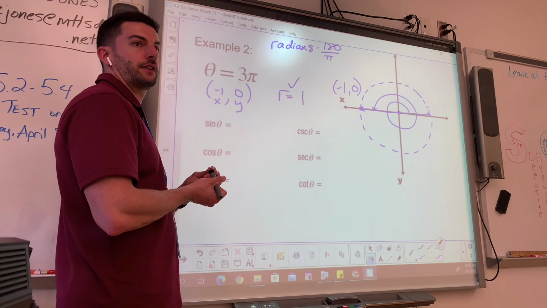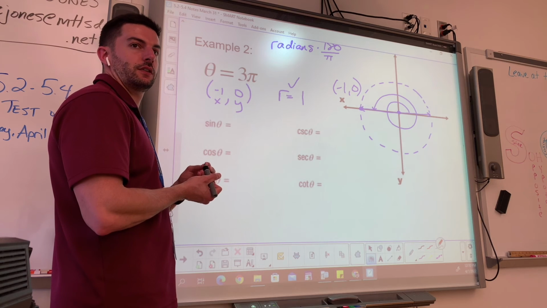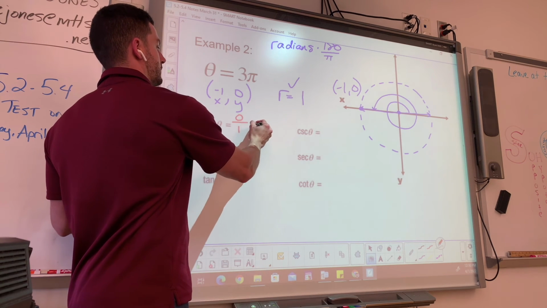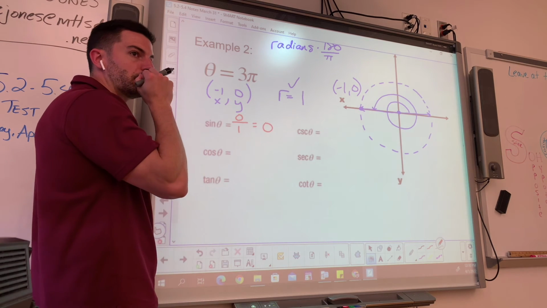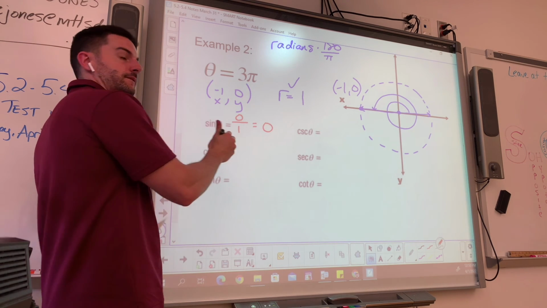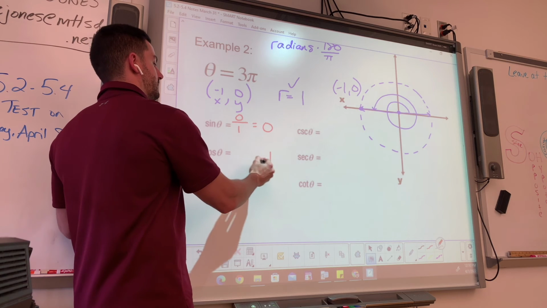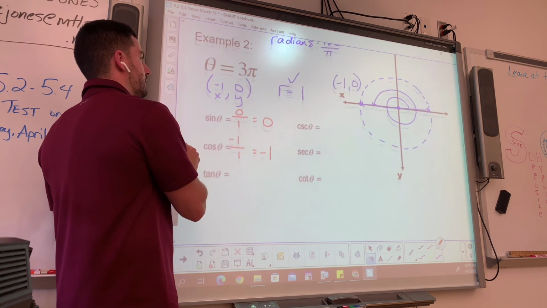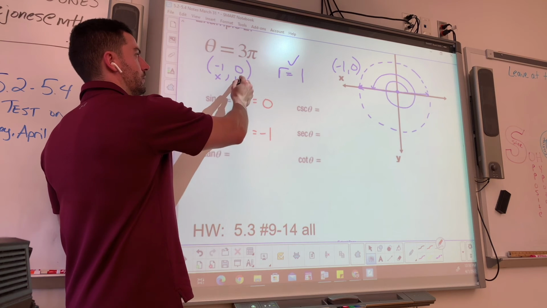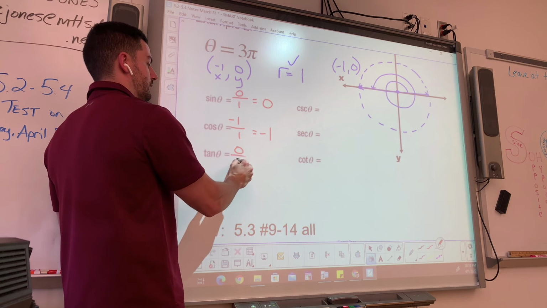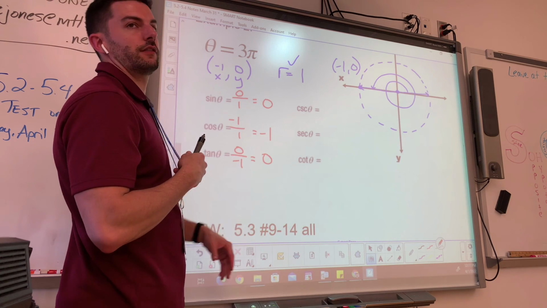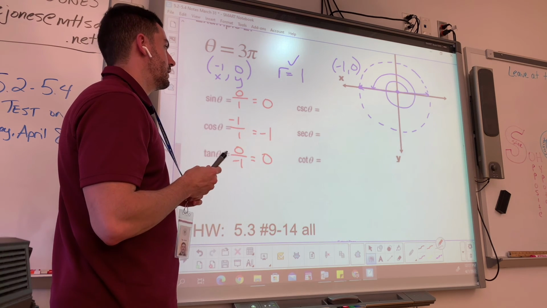Sine. What do we got? y over radius, 0/1 is just 0. How about cosine? -1, because it ends up being -1/1. Exactly. Tangent. We got y over x. How about 0/-1, which is 0, right? None of those are undefined, right? Because the zeros are on top.